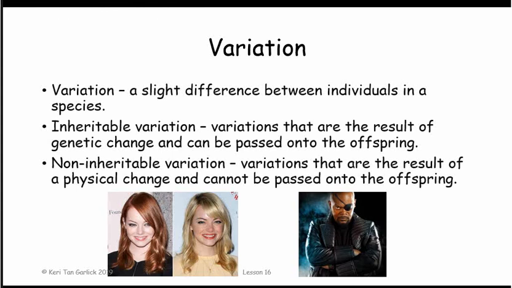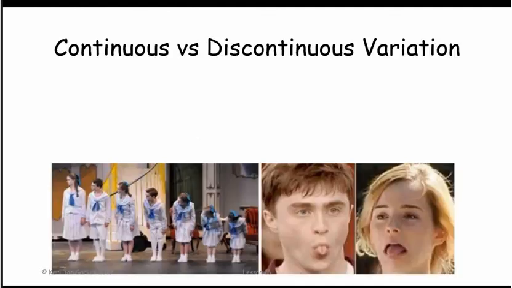When we look at Emma Stone here, she's actually a natural blonde, and she dyes her hair red because that makes her more distinguishable. But when it comes to what she can pass down to her offspring, I think she's actually had a kid, hasn't she? I can't remember. I think she's had a kid. So her offspring are going to get her inheritable trait, so they will have the blonde hair. They won't be able to inherit the red hair because that is non-inheritable. That's a physical change she's made. So that's the thing when I think about variation.